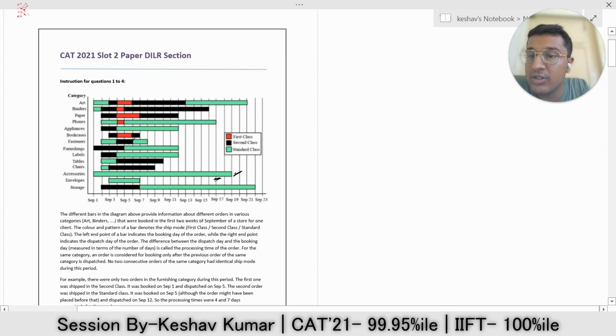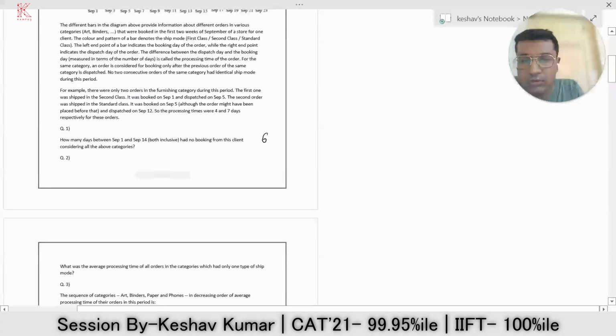So what's the average processing time? So average processing time of accessories, September 1 to September 19, which is 18 days, and envelopes is 3rd September to 7th September, 4 days. So average will be 22 divided by 2, 11 days. So let's move on to our next question.